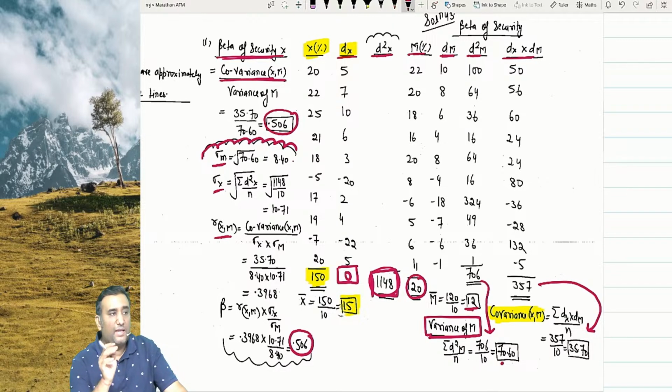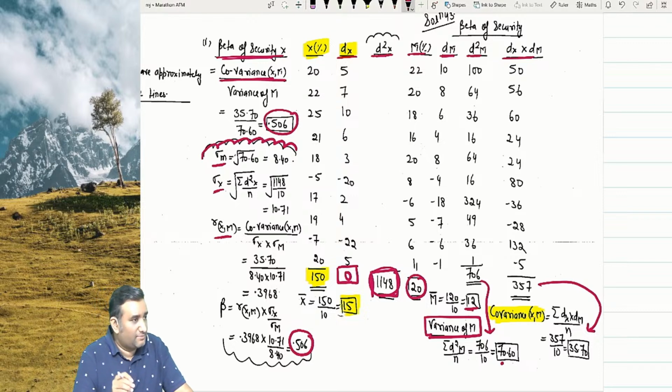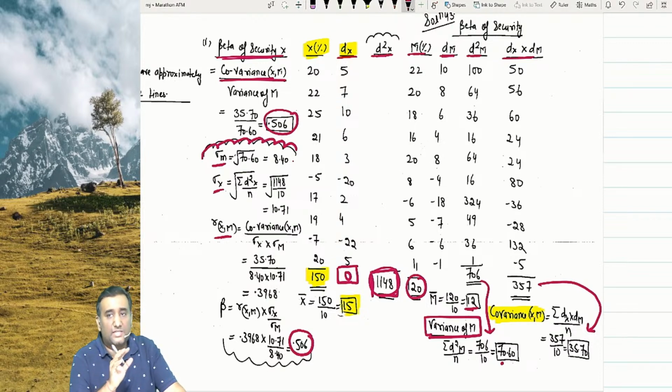In fact, even if he would not have asked me to calculate, look up please. Second part is asking a characteristic line. First part is asking calculate beta. The question is genuine enough. Generally he'll directly ask you calculate characteristic line. That means without beta you cannot find that characteristic line.